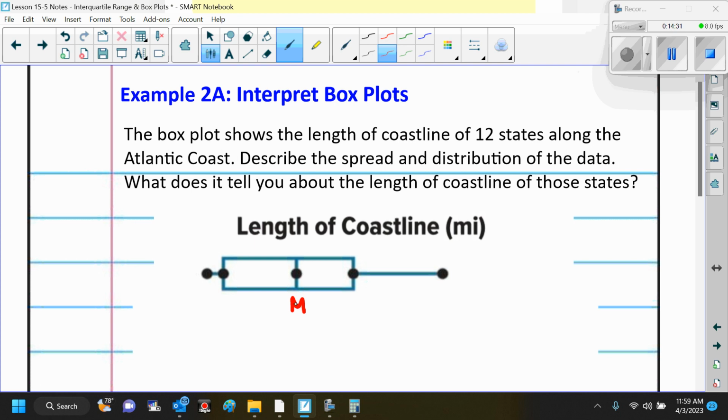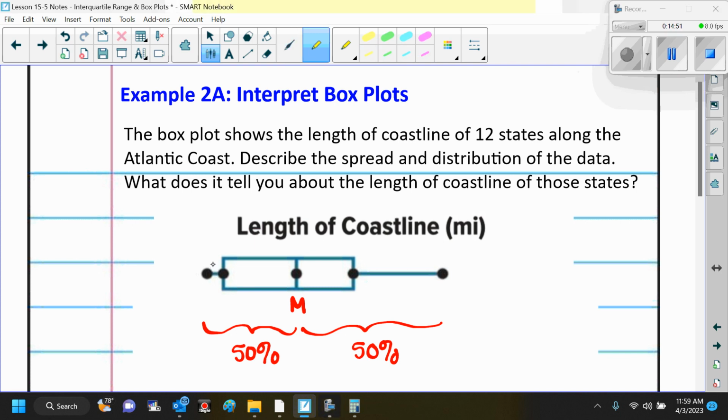So that means that half of the data is over here and half of the data is over here. Now, that's 50% and 50%. You know, those percents are equal, right? But if you look at the size of what we have here, this compared to this, they're not equal. Does everybody see that?